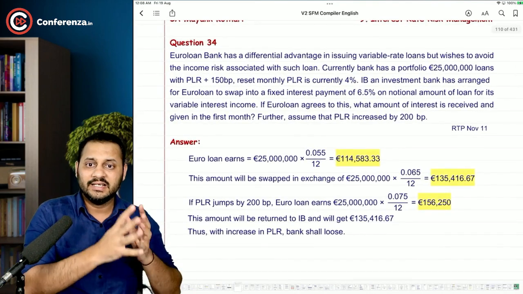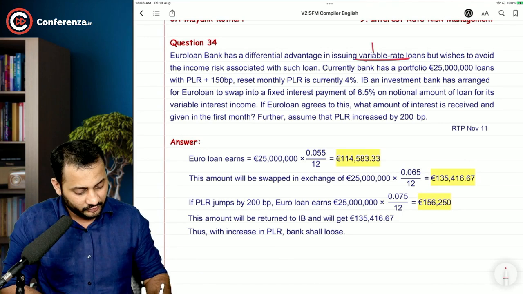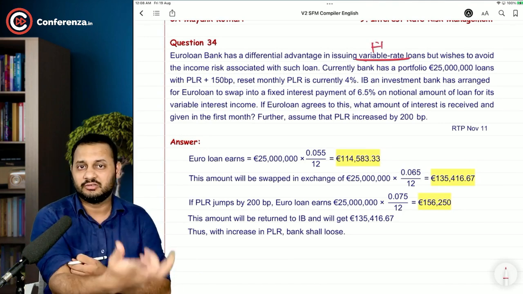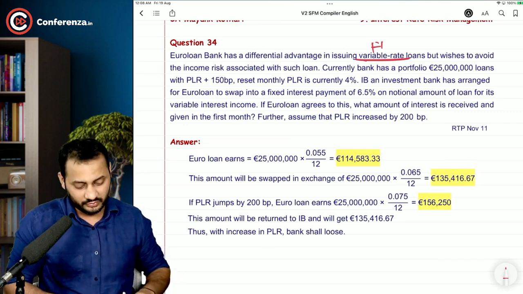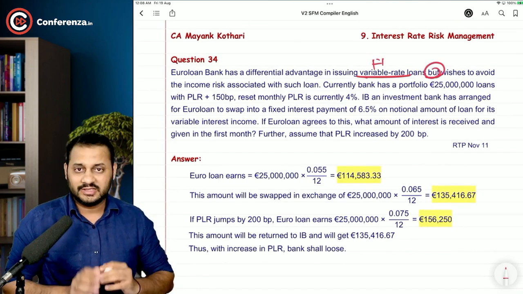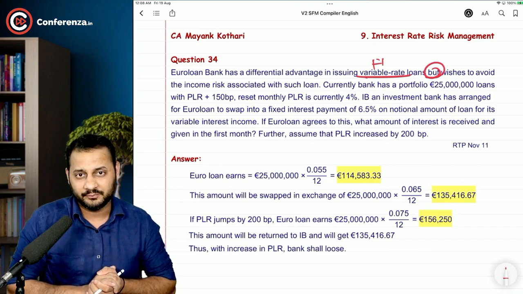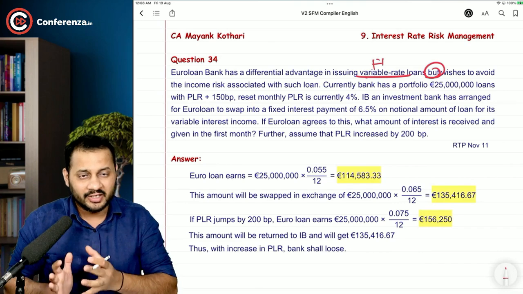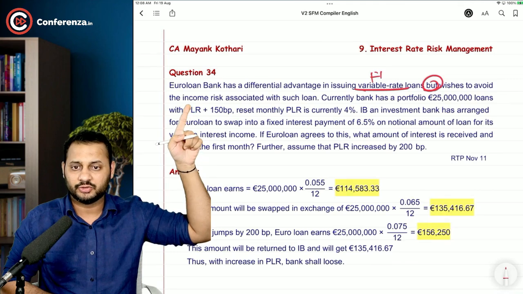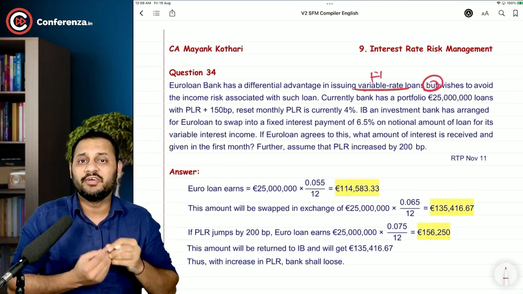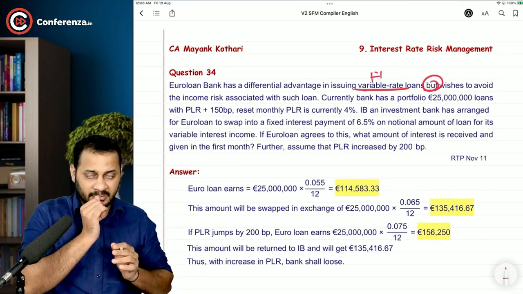Euro loan bank has a differential advantage in issuing variable rate loans. Variable, floating, which changes. Floating rate is something which changes. But it wishes to avoid the income risk associated with such loans. See, when this word but is included, that means there is a possibility of a swap gain. Because he has an advantage in the floating rate, but he wants to avoid the income risk associated with such loans. That means he wants to shift to fixed rate. He has an advantage in floating, he wants to shift to fixed. Yes, the gain is possible.